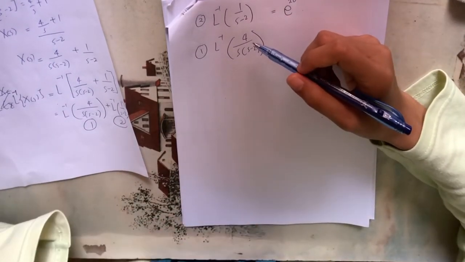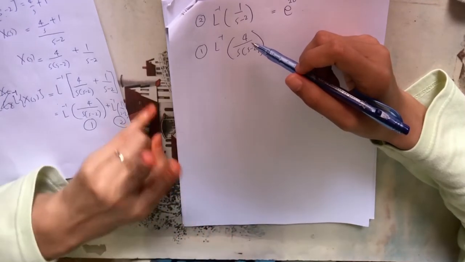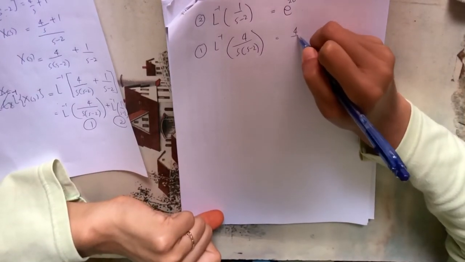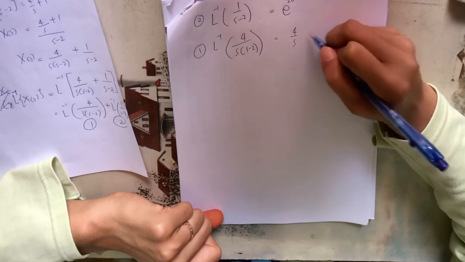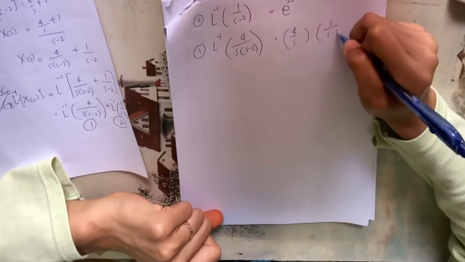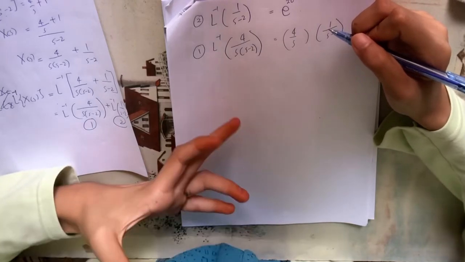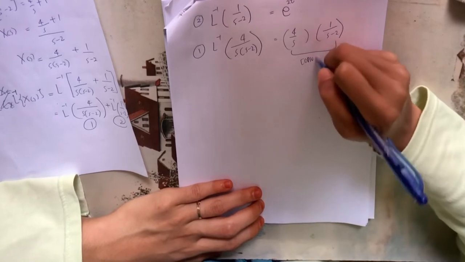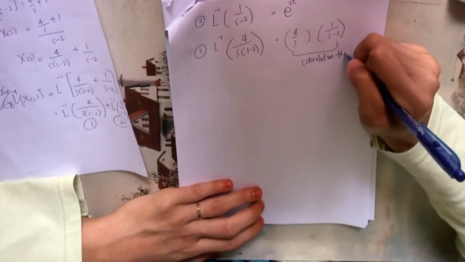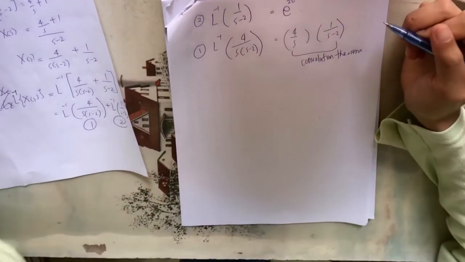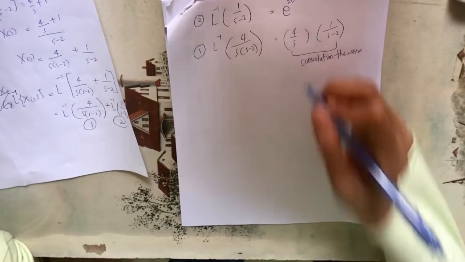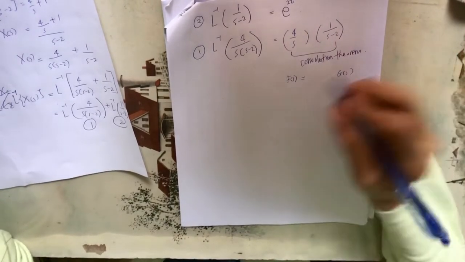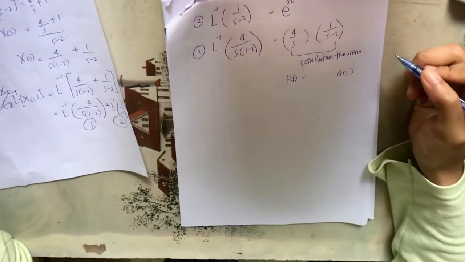Clearly you can see here there are two functions. The first one is 4 over S, and the second one is 1 over S minus 2. So what should we do to get the answer? Yes, you need to use the convolution theorem. The convolution theorem step is you need to rewrite what is your Fs and what is your Gs.